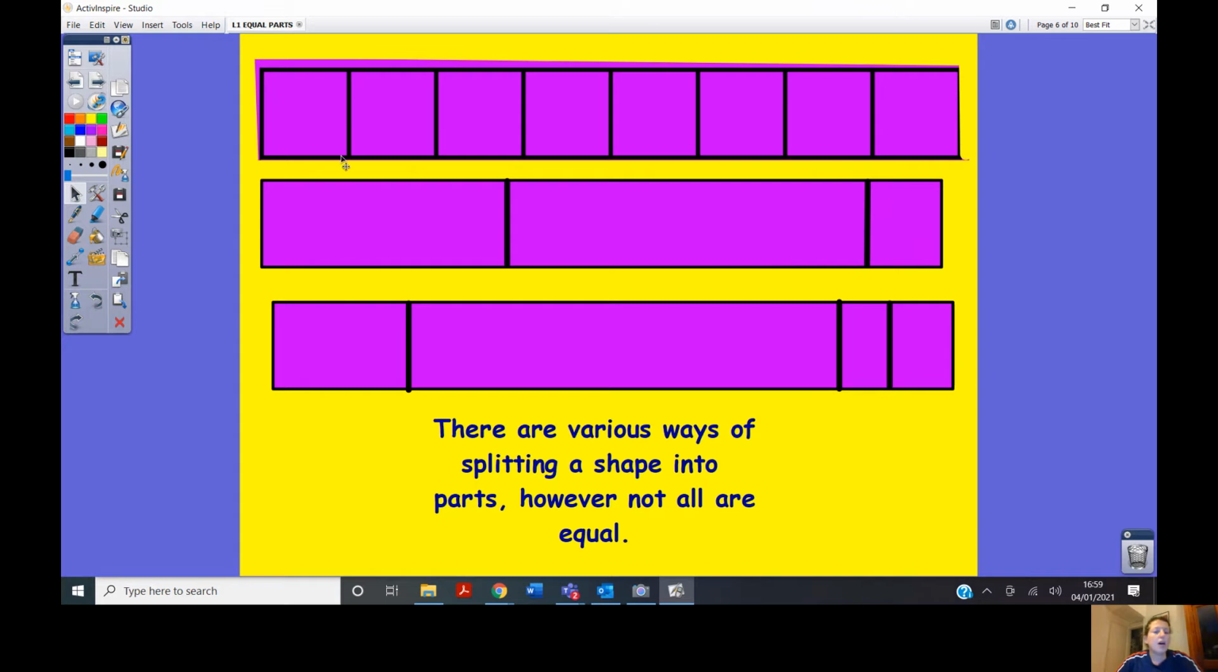It's still going to be a long purple block, a long purple rectangle. However, they're all split into different parts. These are all equal parts because they're the same size and the same shape. These are not equal parts because they're different sizes and different shapes, as with this example. Different sizes, different shapes.